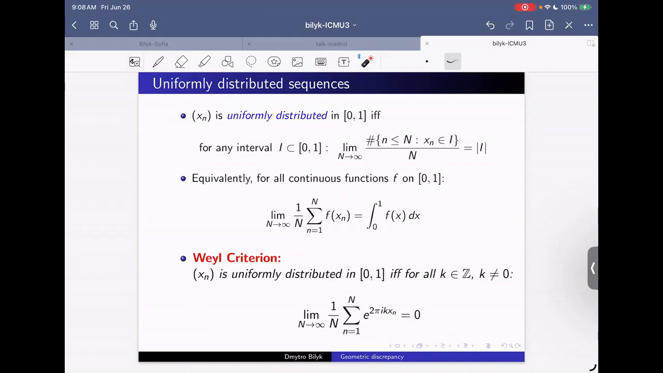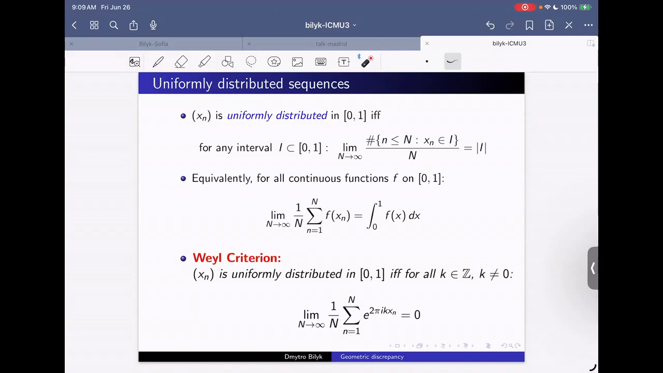It might not be easy to check it for all intervals, but often it's much easier to check it for all complex exponentials, so for all oscillations. Before I show you an application of this criterion, it has many applications, but there is one which is absolutely immediate and very simple. I want to explain it geometrically, and I want to explain the idea and logic behind it, so why this criterion actually makes sense.